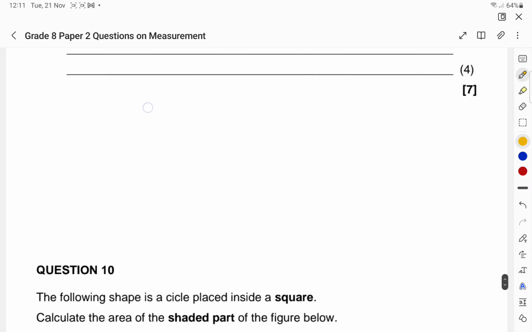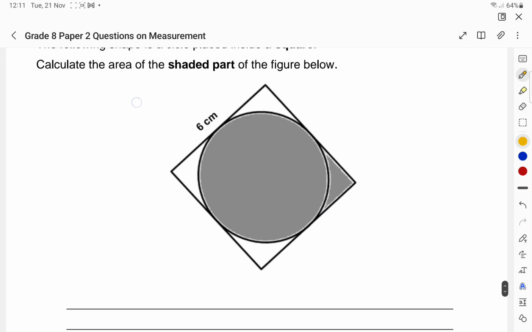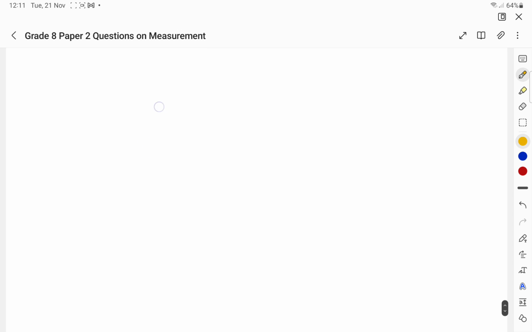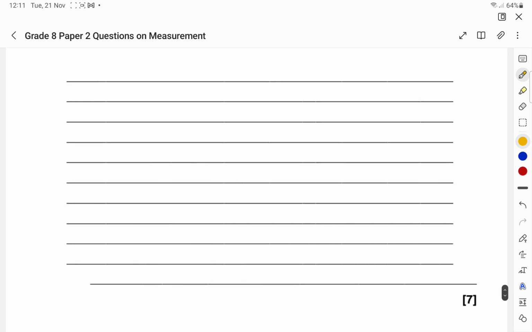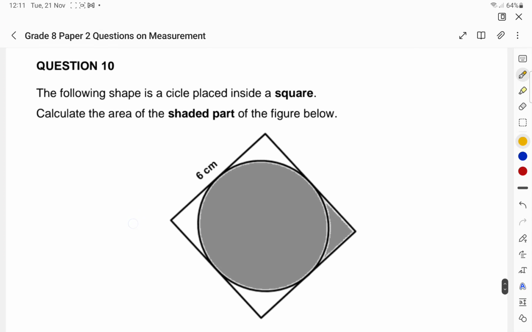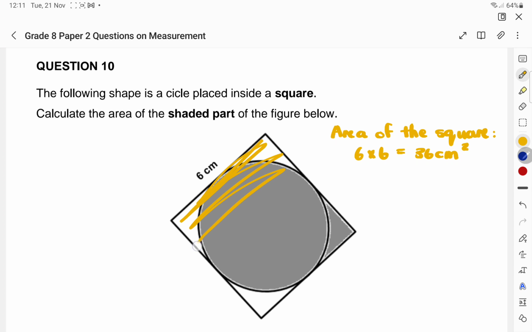I think I'm going to skip this one as we've done so many of them, and then this is the last question. Otherwise, the video is getting too long. And again, they say to you, the following shape is a circle placed inside a square. So we know immediately the area of the square is going to be 6 times 6, which gives you 36 centimeters squared. Okay, so that's for the whole thing.